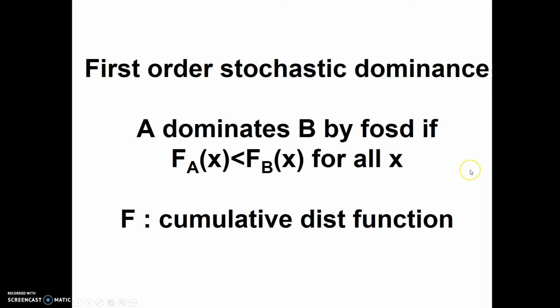The second criterion to consider is first order stochastic dominance. We say that strategy A dominates strategy B by first order stochastic dominance if the cumulative distribution function of A is always lower than the cumulative distribution function of B for all values of income.